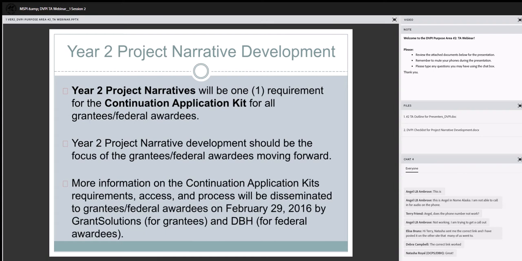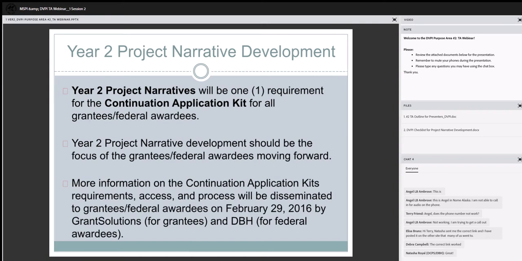Year 2 project narrative development will be one of the requirements for the continuation application kit. So, well, let me just go through the slide. Year 2 project narrative development should be the focus of the federal awardees moving forward.